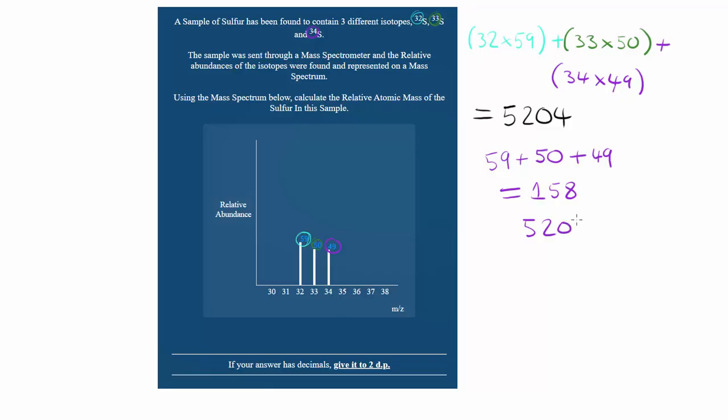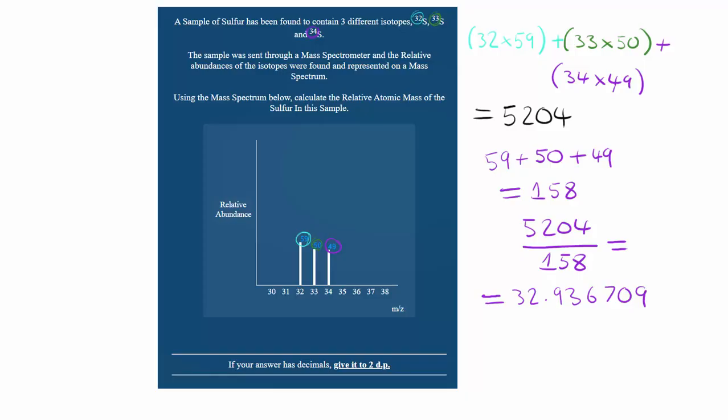So 5204 divided by 158. I'd invite you to have a go at working out what that is. If you did have a go, what you should get is that it is equal to 32.936709 basically. And then the question is, is this actually our answer?